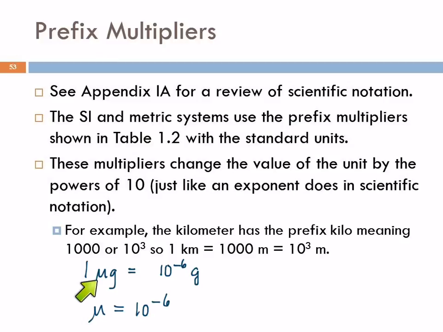On one side of the equal sign, you write the prefix. On the other side, you write 10 to the whatever that it means. Now, this number might be challenging to put into your calculator, but if we multiply it by a 1, that doesn't change its value, but now it looks like scientific notation, and we can do that on our calculators just fine.